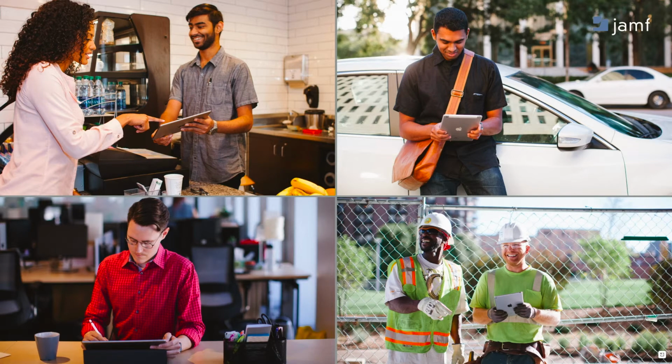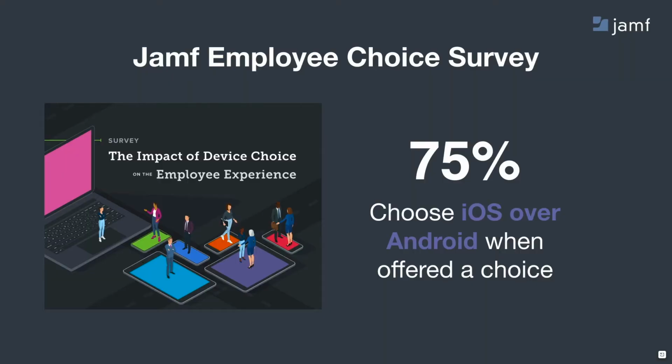But what kind of mobile device do employees actually want to use? We conducted a survey in early 2018 to find out how important choice programs were for employees and what kind of devices that they were actually wanting to choose. Of the organizations that we surveyed here, 75% of the employees said they would want to choose iOS over Android when offered a choice. So it's pretty compelling what people want to use.